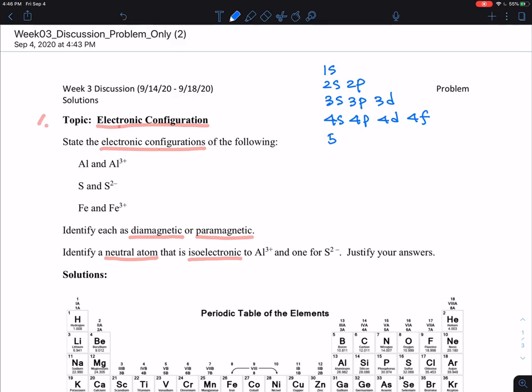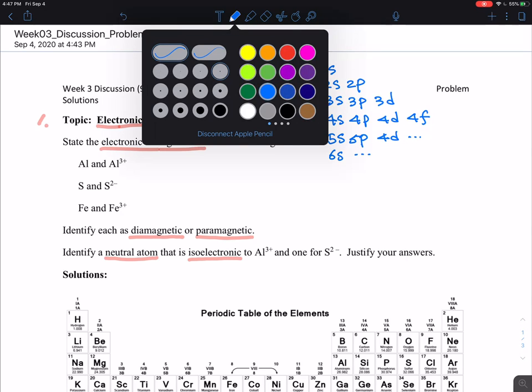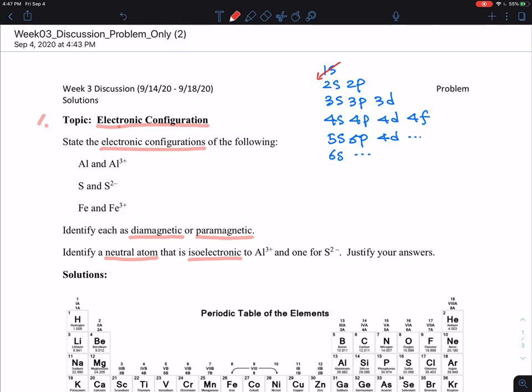And the 5s, 5p, 5d, and so on, and even 6s. And the way that this is being filled up, you might remember these sliding arrows. So 1s, 2s, 2p, 3s, 3p, and 4s, 3d, 4p, 5s, and this one 5d, 5p, and 6s. This is how things are being filled up.